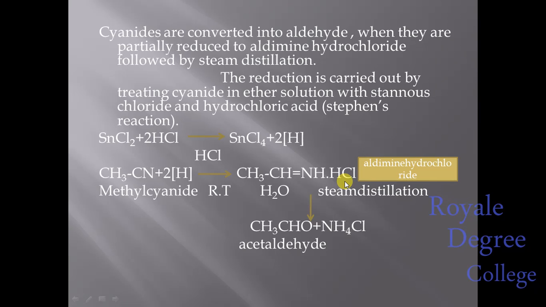This aldimine hydrochloride in the presence of water undergoes steam distillation. See here very carefully, from this side CH double bond and HCl is there, and the HCl is coming out from this side. To the double bond, oxygen from the water molecule is going to attach. So we are getting this aldehyde. It is named as acetaldehyde, CH3CHO. This is the main product.